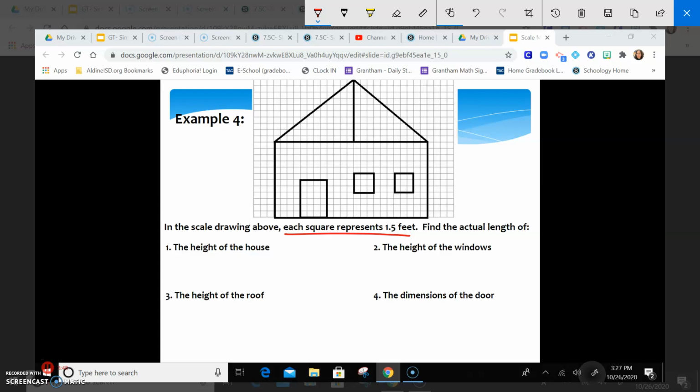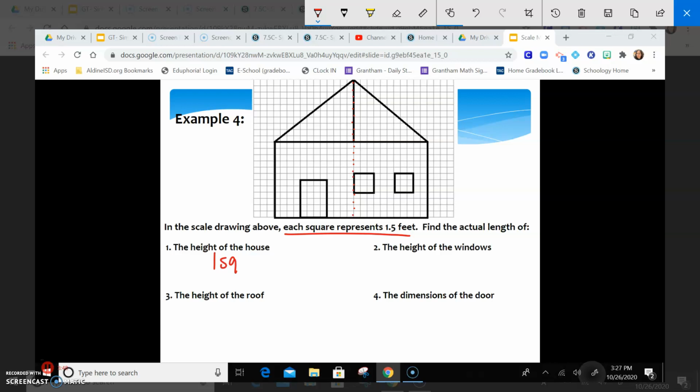Starting off with the height of the house, what I would do is first count how many squares the entire height of the house is. Starting from the top of the roof, coming all the way down straight through the middle, I've got 1, 2, 3, 4, 5, 6, 7, 8, 9, 10, 11, 12, 13, 14, 15, 16, 17, 18, 19, 20, 21, 22. So there's basically 22 squares.